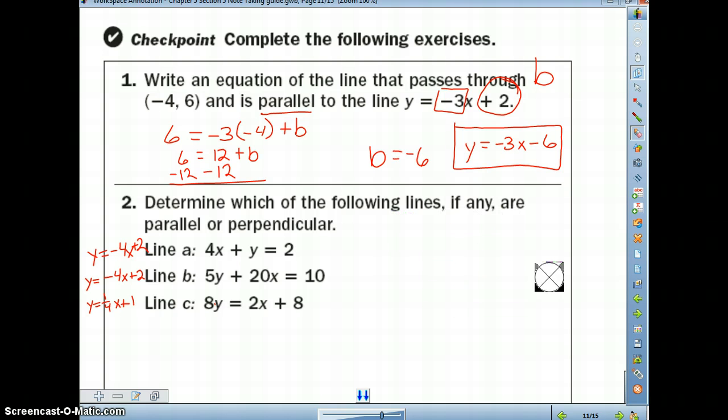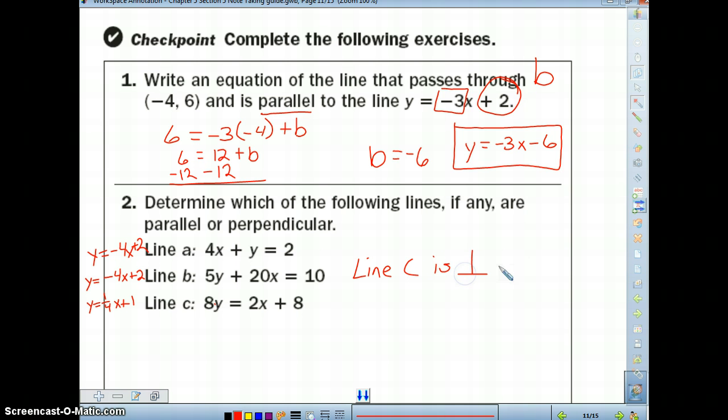So determine which lines, if any, are parallel or perpendicular. Well, it looks like line A and B are actually the same line. We came up with -4x plus 2, -4x plus 2. So these are actually the same thing. Now when we look at line C, we came up with y equals 1/4 x plus 1. And that tells me that that's the negative reciprocal. So line C is perpendicular to A and B. All right, line C is going to be perpendicular to both of them since they're the same line.